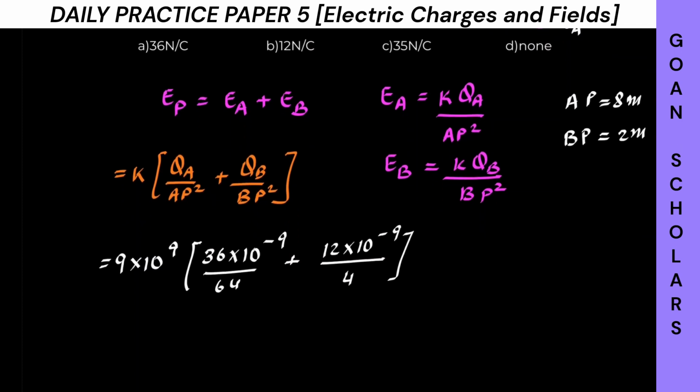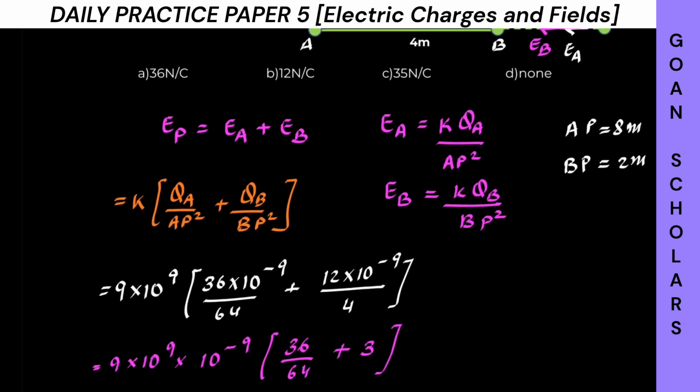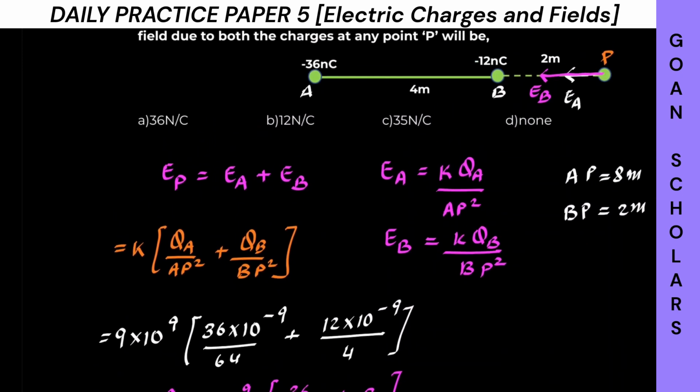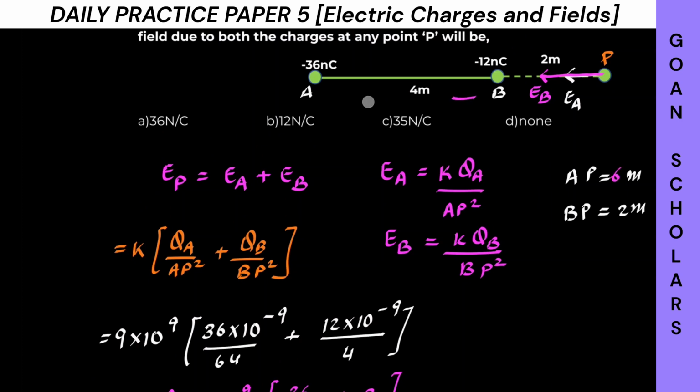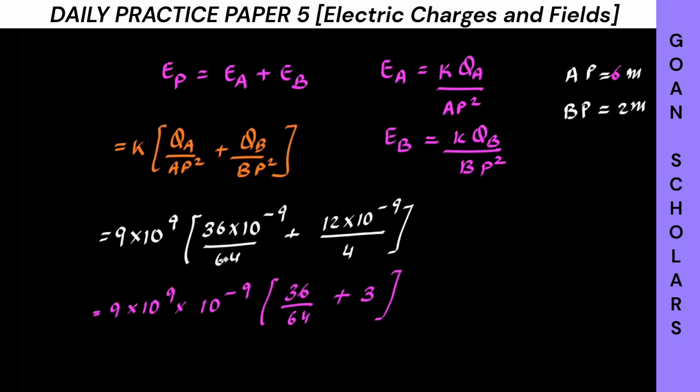Clear? Now next, let's take 10 to the power minus 9 common out. So it will be 9 into 10 to the power 9 into 10 to the power minus 9 common out. You are left with 36 upon 64 plus this will be how much? 12 by 4, 3. Okay. Yes, AP is 4 plus 2, 6 and not 8. I made a mistake over here. It's 6 meters. 4 meters and 2 meters is 6 meters. So this will not be 64. This will be 36. And here this will be 36.